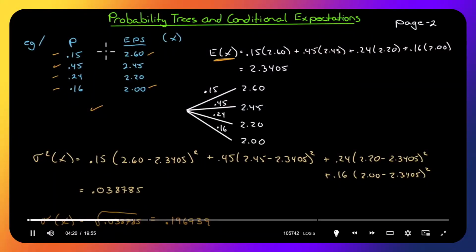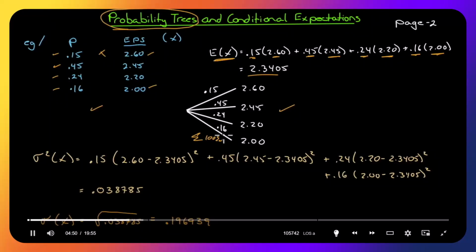Well, it would be the probability times the outcome. So there's a 15% probability we'll get $2.60, 45% probability of $2.45, 24% probability of $2.20, and 16% probability of $2. If you multiply that out, you get 2.3405. And based on a probability tree, because that is the first part of our title here, that is what a probability tree looks like. All the different branches, all the probabilities must sum to 100%.